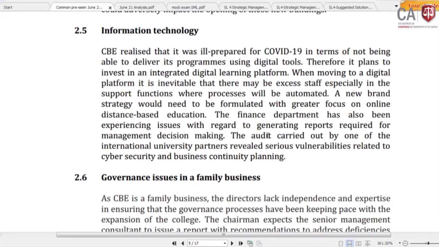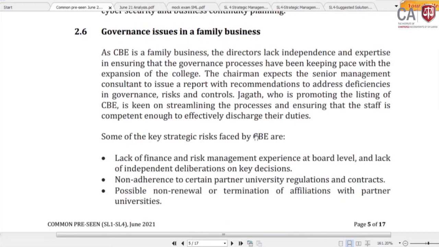At the same time, you have to come up with a new branding strategy to stress the digital nature of this education institute. Then finance people also have some issues at the moment. They do not have a proper management decision making system. They can't generate the required reports. On the other hand, the audit carried out by one of the international university partners revealed serious vulnerabilities related to cyber security and business continuity planning.